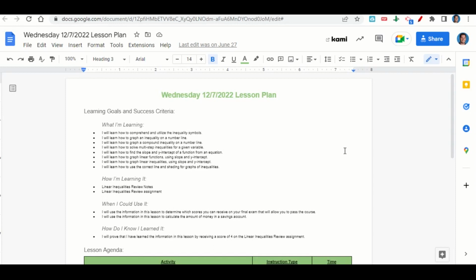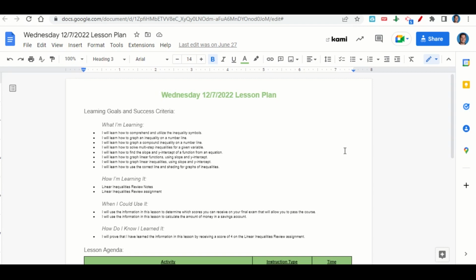First, what are we learning? We're learning how to comprehend and utilize the inequality symbols, how to graph an inequality on a number line, how to graph a compound inequality on a number line, how to solve multi-step inequalities for a given variable, how to find the slope and y-intercept of a function from an equation, how to graph linear functions using slope and y-intercept, how to graph linear inequalities using slope and y-intercept, and how to use the correct line and shading for graphs of inequalities.